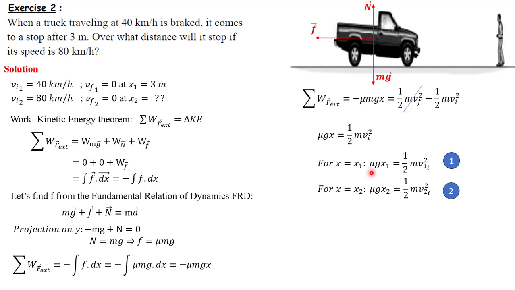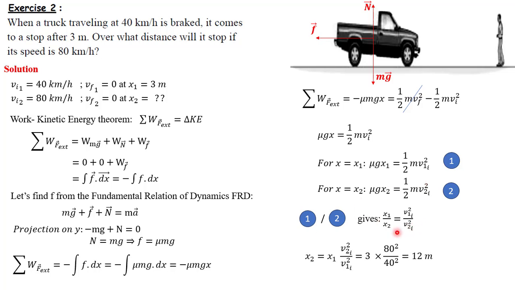Now we want to get rid of mu, so let's divide 1 by 2. So 1 divided by 2 will give x1 over x2 equal v initial 1 squared over v initial 2 squared. We want to deduce x2, so let's write x2 as x1 times v2 squared initial over v1 squared initial. So we have all the values needed. We have x1, we have v2 initial, we have v1 initial, and we can easily find the value for x2, and we'll find that x2 is equal to 12 meters.